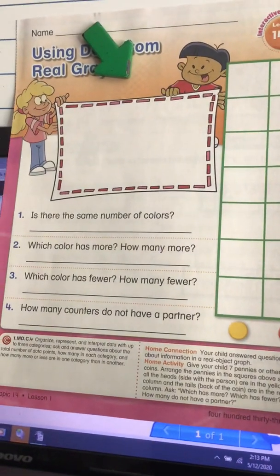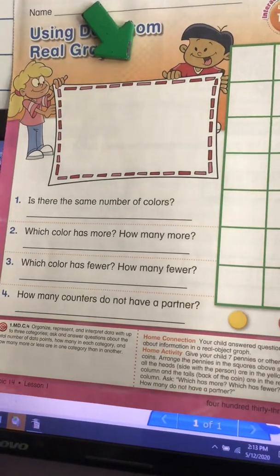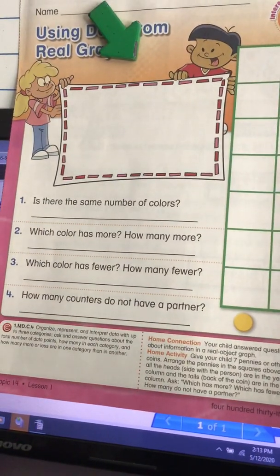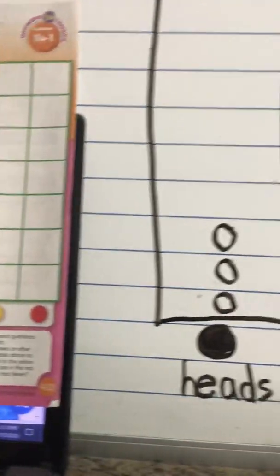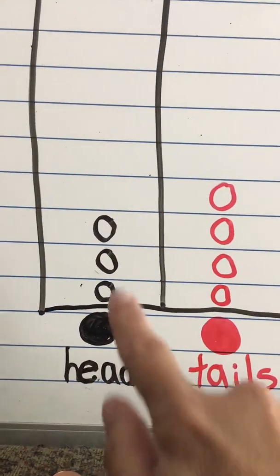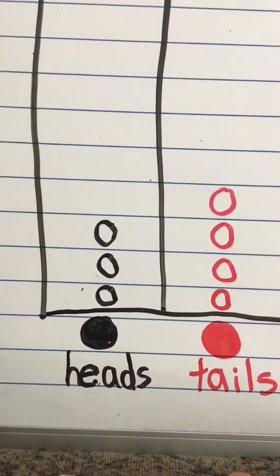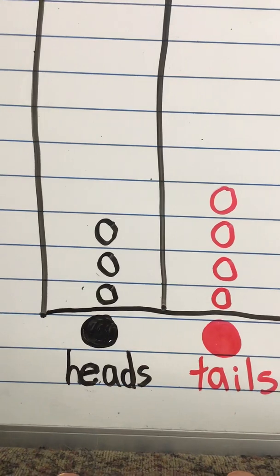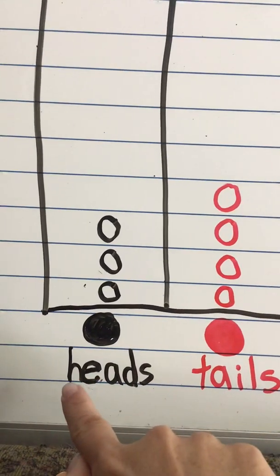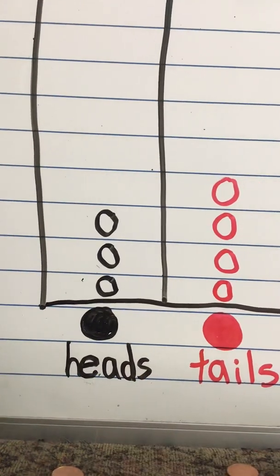We're going down to number 3. Which color had fewer? Remember, fewer means the smaller or less amount. So, which one had fewer, heads or tails? The smaller amount was heads, so we're writing that word on the line for number 3. I know it's not a color, ours is a little different. Let's write H-E-A-D-S, heads.